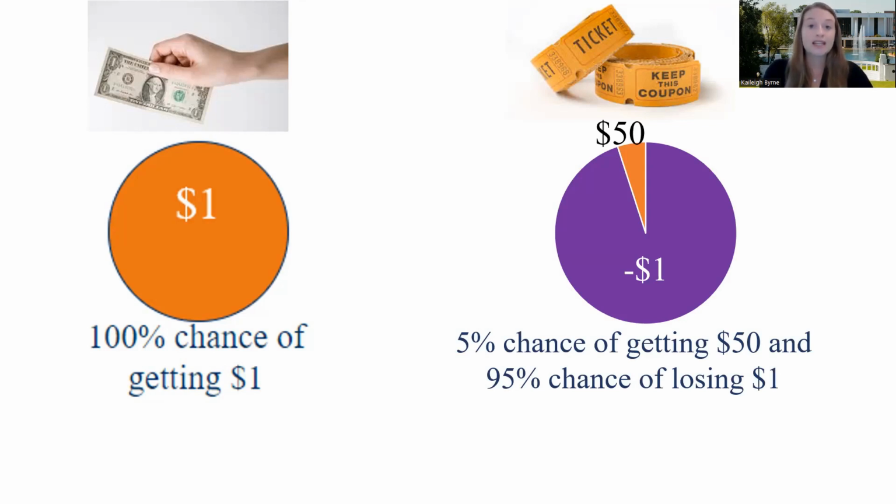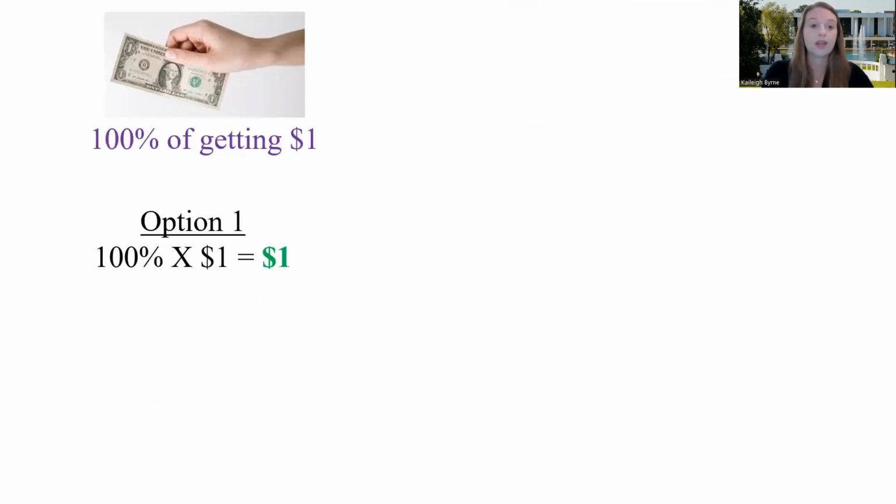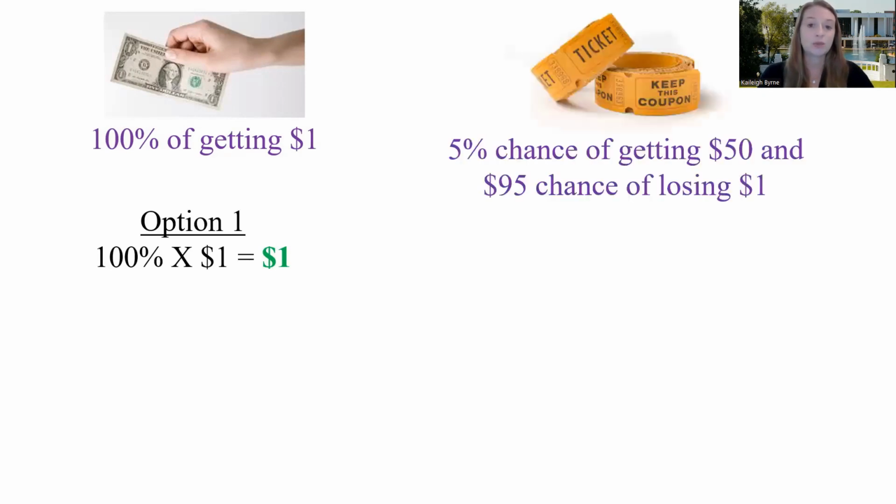So let's apply expected value theory and see which option we should choose. So for option 1, not buying the raffle ticket, we know our friend has guaranteed us $1, so 100% chance of $1 if we don't buy it. So the expected value for this option is 1. The expected value for option 2, buying the raffle ticket, first we need to calculate the first potential outcome of winning. So that means we have a 5% chance of $50.